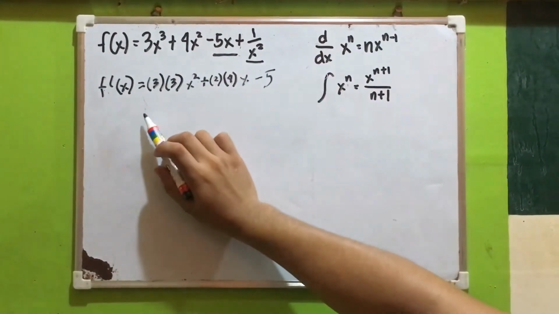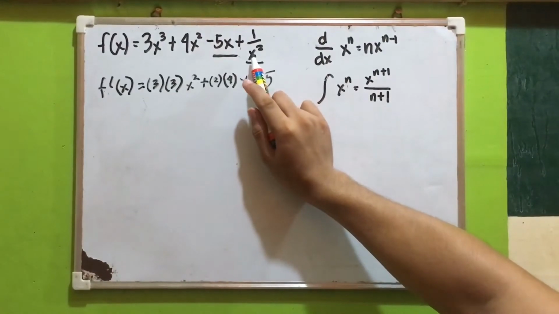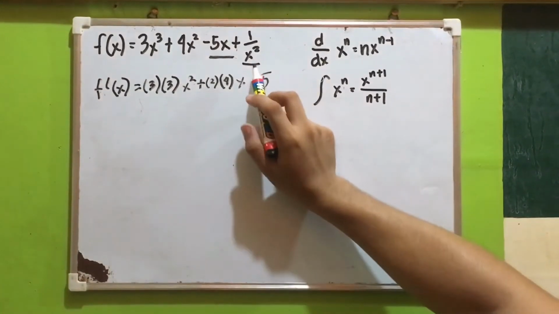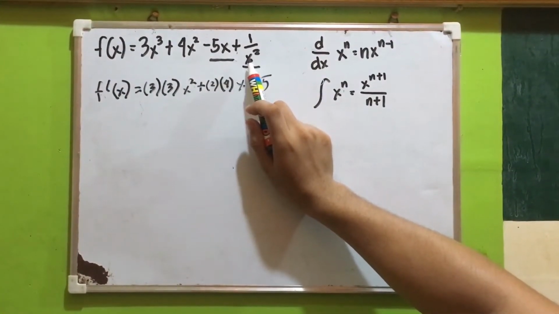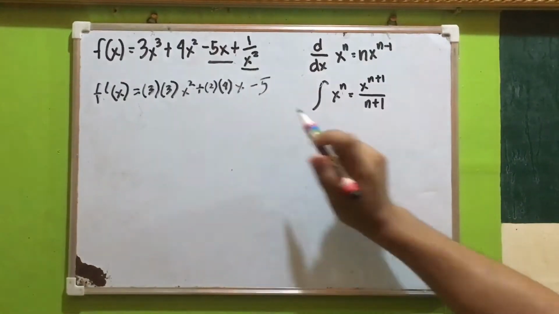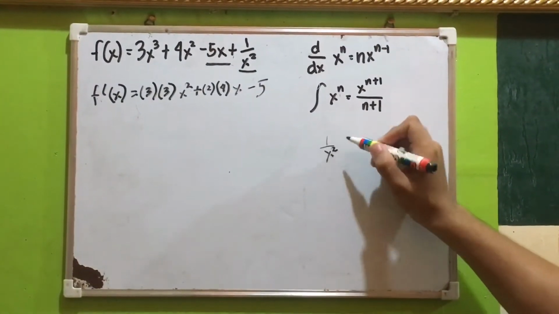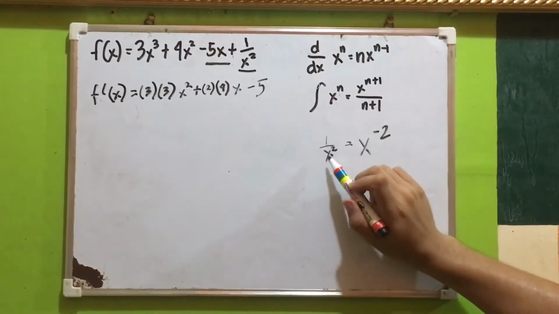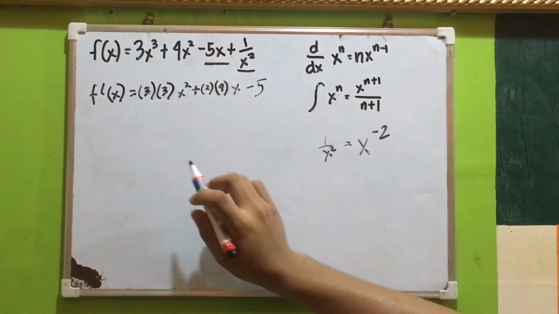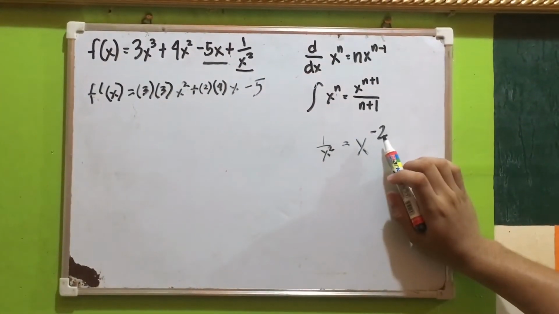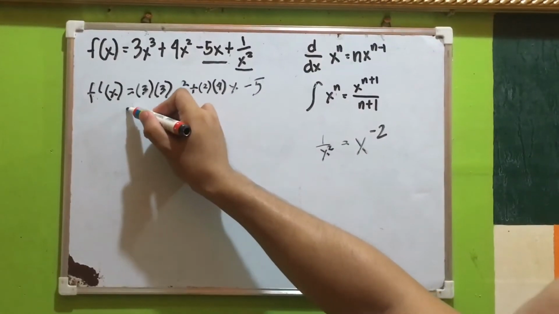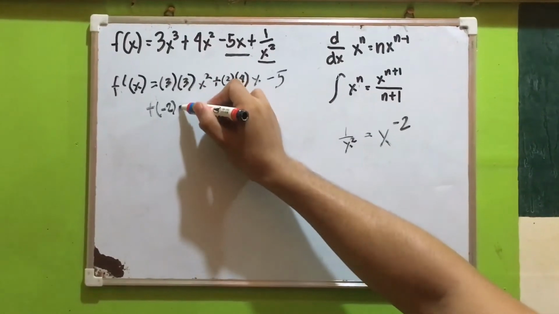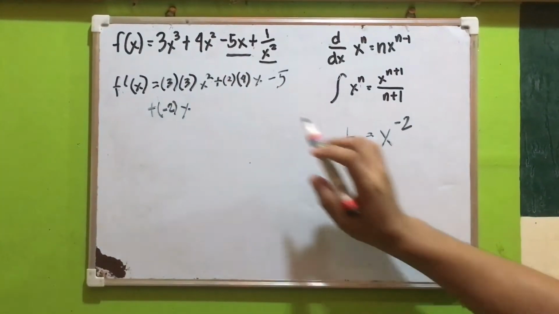Then the last term. We know that we cannot apply the power rule on this term because it's a fraction. So what we can do is move the denominator to the numerator, and that term becomes x raised to the power of negative 2. 1 over x squared is just equal to x raised to the power of negative 2. So for x raised to the power of negative 2, we bring down negative 2, multiply it by x, and we subtract 1 from negative 2, which is negative 3.